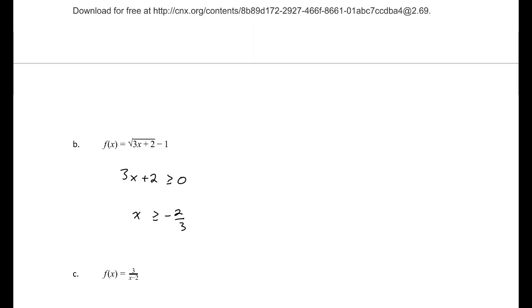So in interval notation, we would write that as negative 2/3 going on to infinity, including negative 2/3. And in our set builder notation, so again, I'm writing the same description twice in two different forms. x such that x is greater than or equal to negative 2/3.